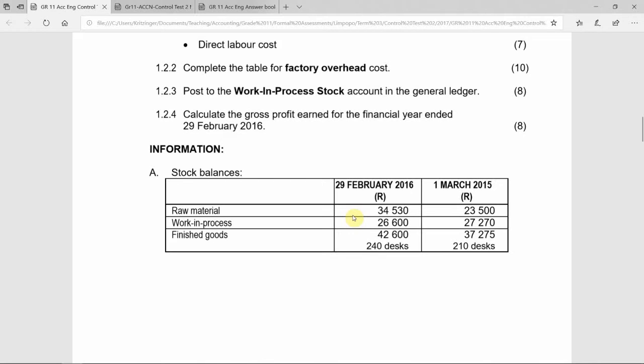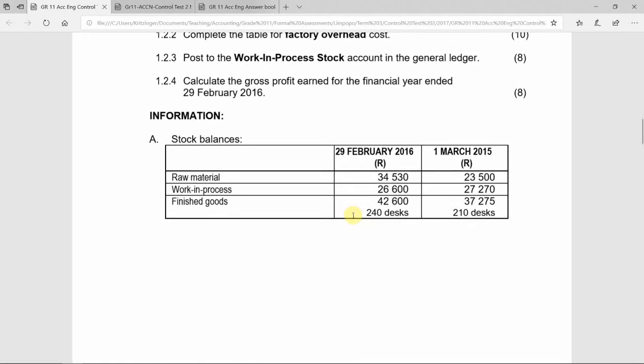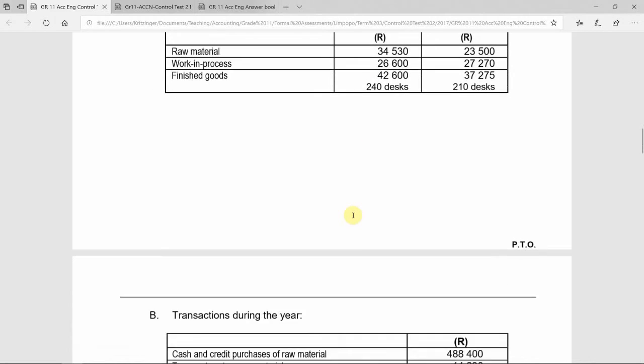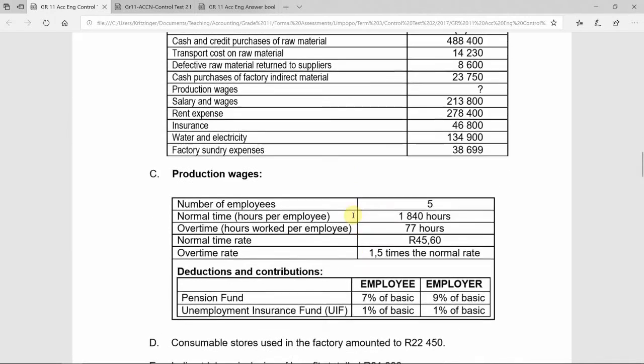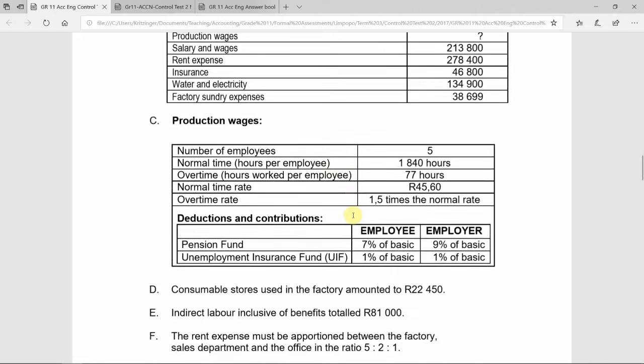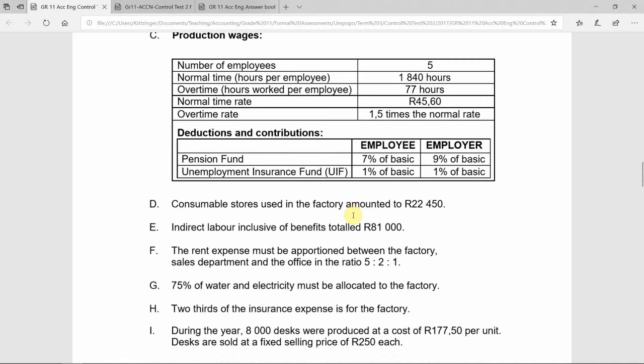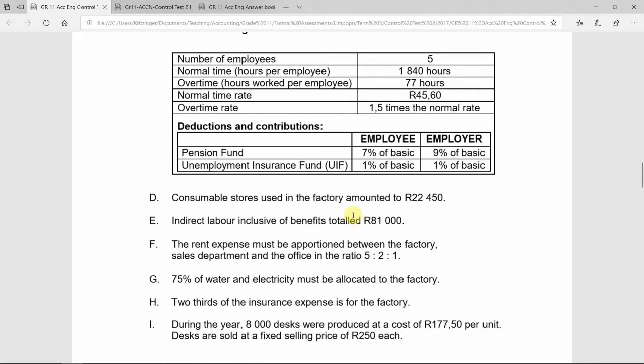For 1.2.2, we need to complete the table for the factory overhead cost. So, if we study our information, let's work through our notes or additional information from point D. We have consumable stores used in the factory amounted to 22,450. So our consumable stores will be our indirect material costs.